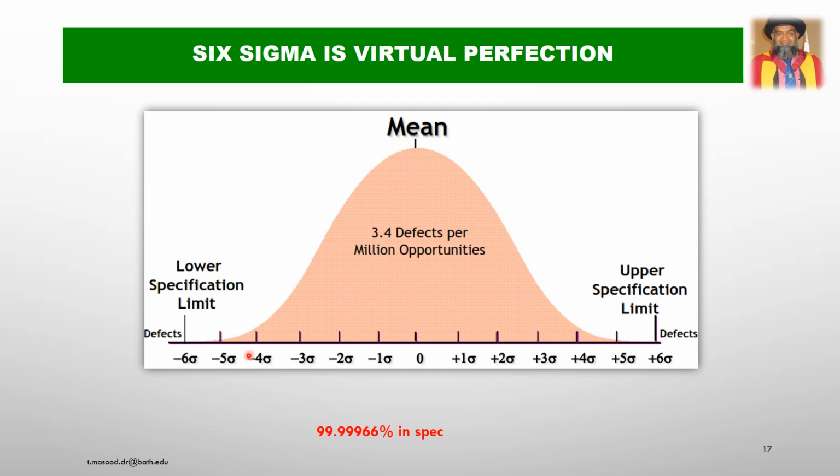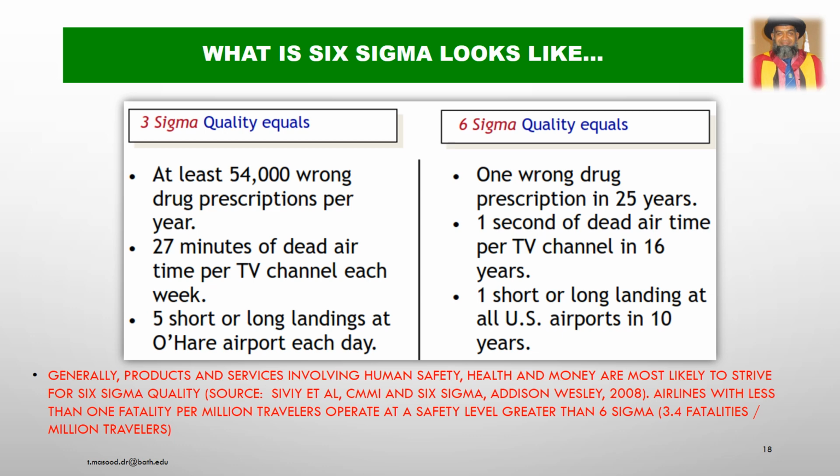Okay, in this slide, 6 sigma is virtual perfection. What is the virtual perfection here? As I discussed in my earlier slide, as you increase the number of sigma, your defects will be eliminated per million opportunities. When you reach 6 sigma, your defects will be 3.5 defects per million opportunities, near to the mean value. So it will show 99.99% in specifications. If you go to my next slide, we'll do a comparative analysis of what 6 sigma looks like.